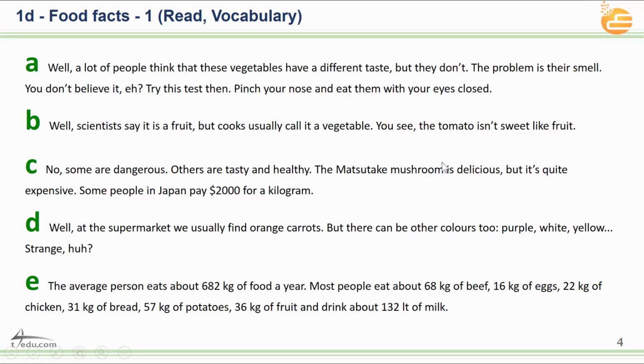What is the answer? Yes, it is. It is C. No, some are dangerous. Some of the mushrooms are dangerous. Others are tasty and healthy. The matsutake mushroom is delicious, but it is quite expensive. Some people in Japan pay $2,000 for a kilogram, for 1 kilogram only.